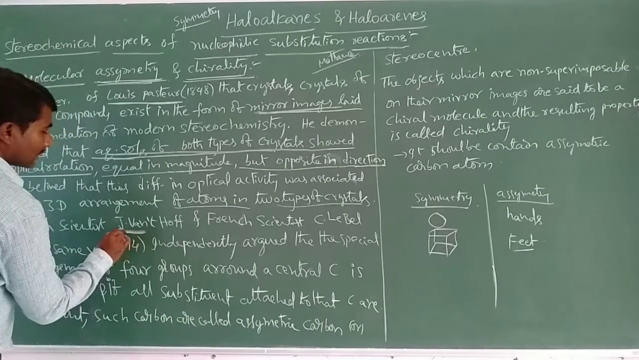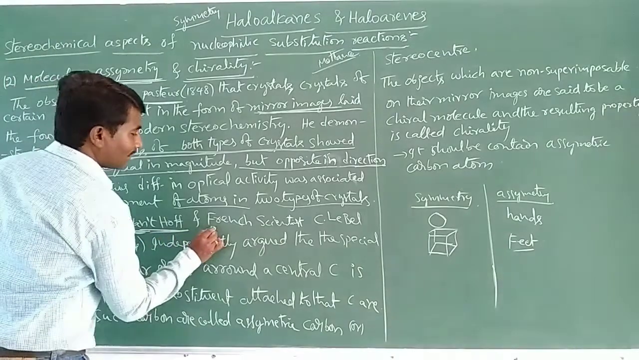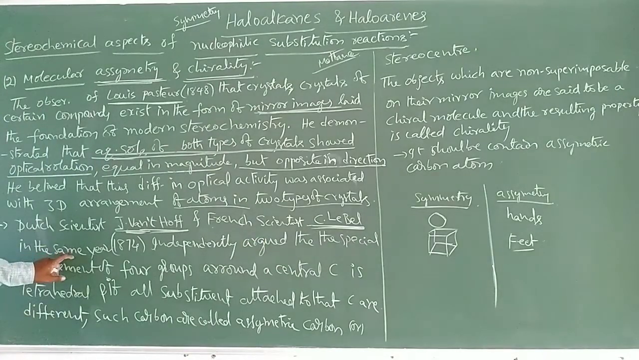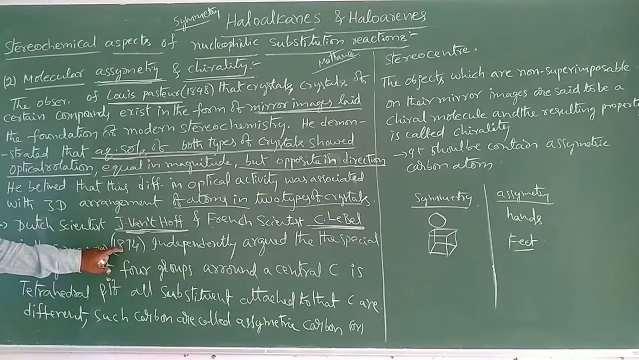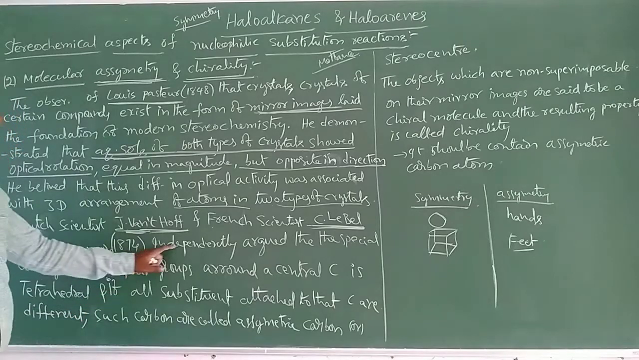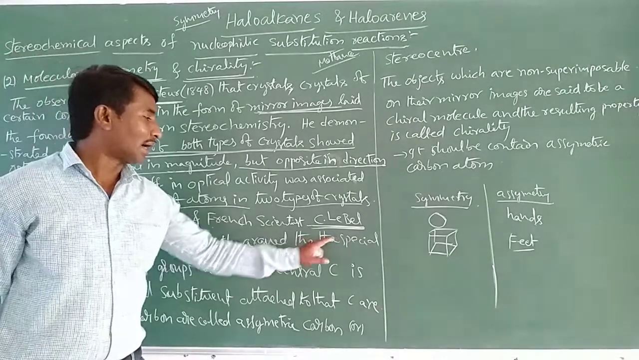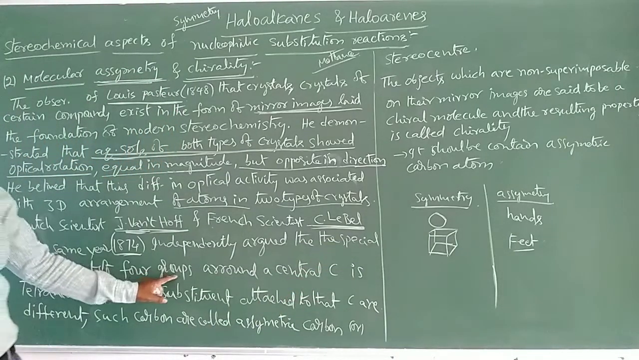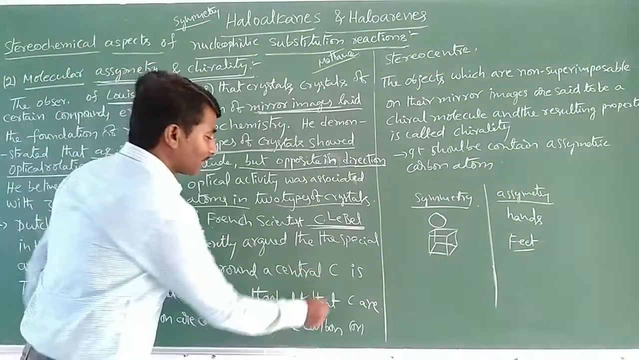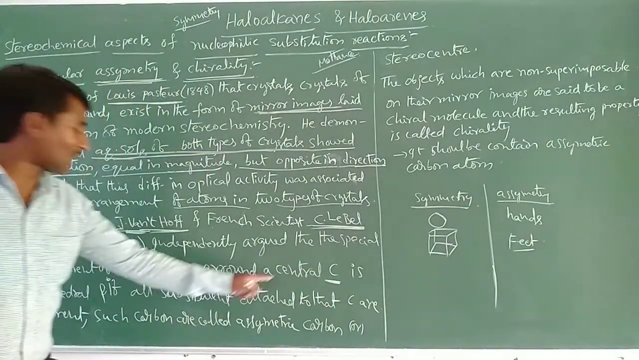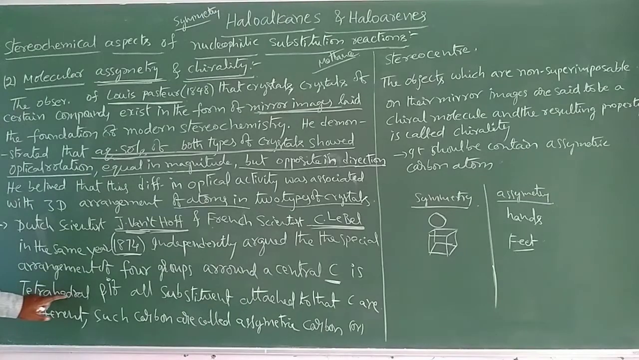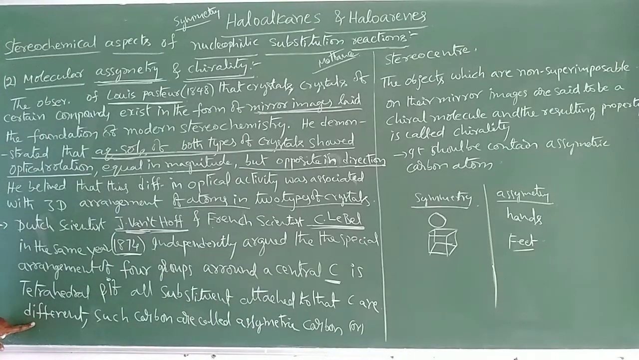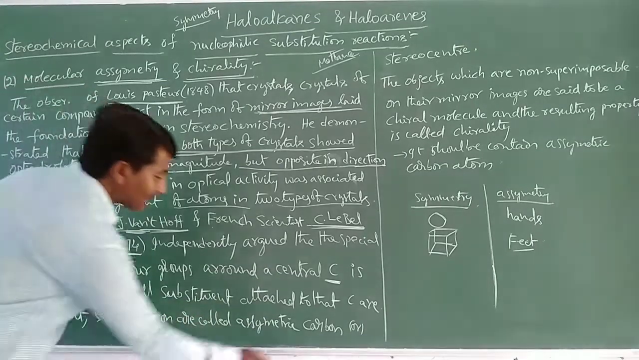Another thing argued between scientists, the Dutch scientist J. Van't Hoff and the French scientist C. Le Bel, in the same year 1874, independently argued that the spatial arrangement of four groups around a central carbon is tetrahedral. If all substituents attached to the carbon are different, such a carbon is called an asymmetric carbon.